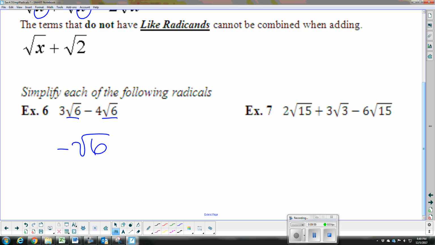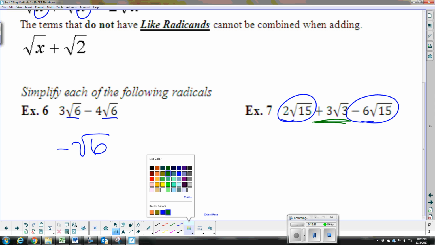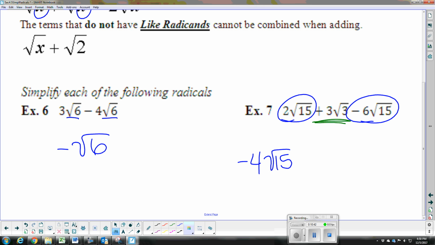All right, looking at the next one, example 7, we've got 2 times the square root of 15 and negative 6 times the square root of 15. So we can combine these two, but this other one, this is by itself. We can't do anything with that because, first of all, we can't simplify the square root of 15. That's in its simplest form already. But it cannot be combined with anything that has the square root of 3. So we're going to take 2 times the square root of 15 minus 6 times the square root of 15, and we get negative 4 times the square root of 15 plus 3 times the square root of 3. And that's it. That's as far as we can go.